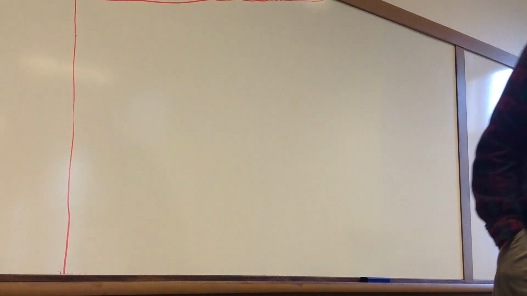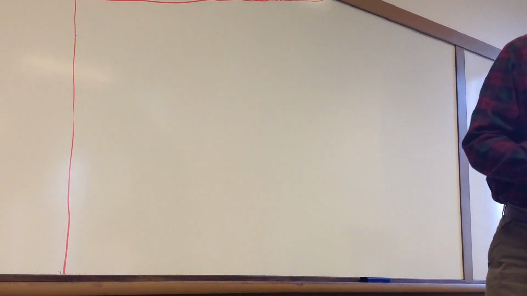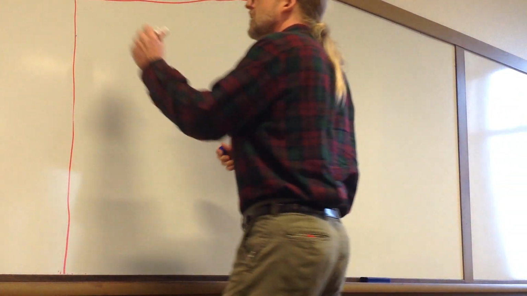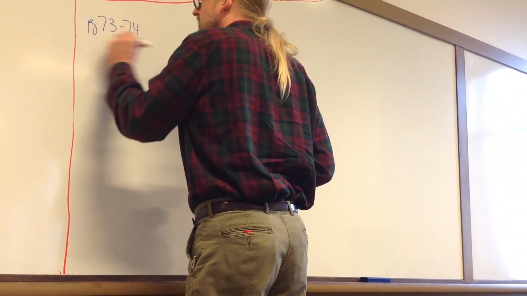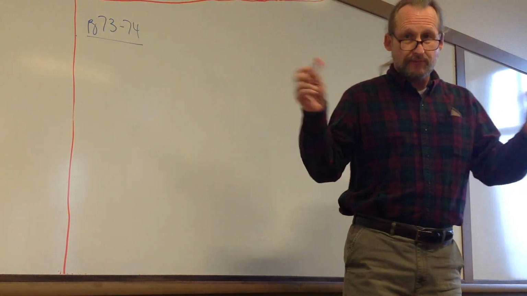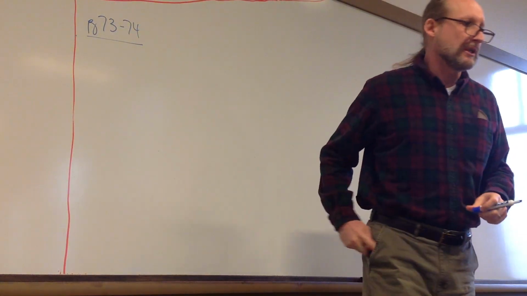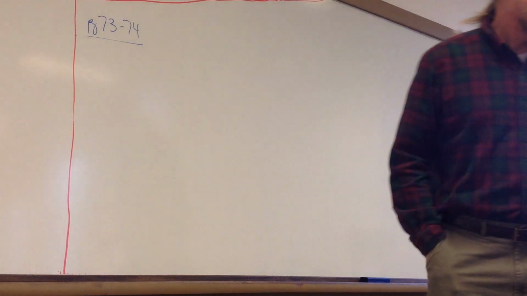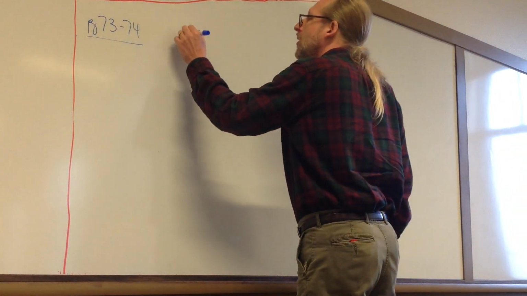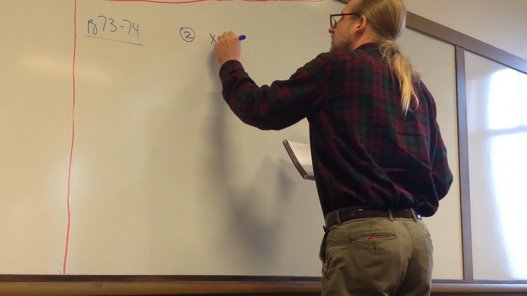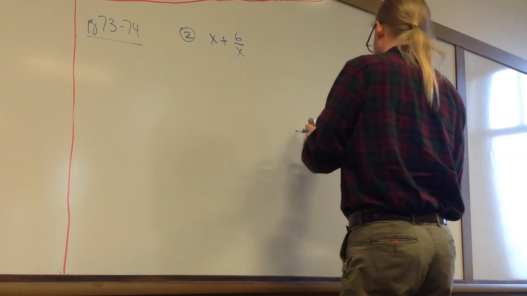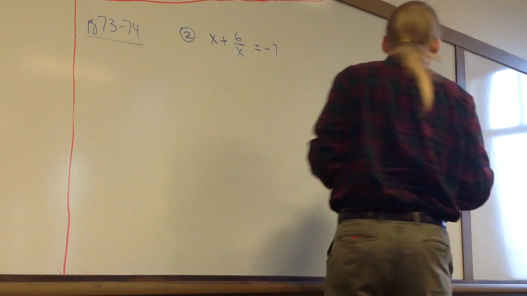So for example, I'm going to do problems that are on page 73 over to 74, and then in the second video we'll finish up over on page 75. Problem 2 starts out as x plus 6 over x equals negative 7.